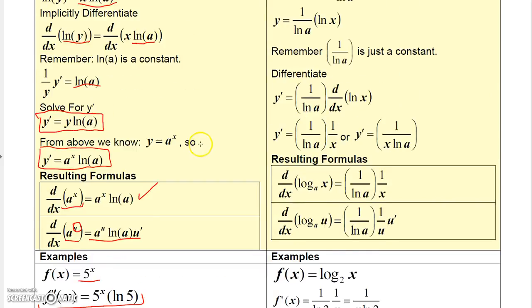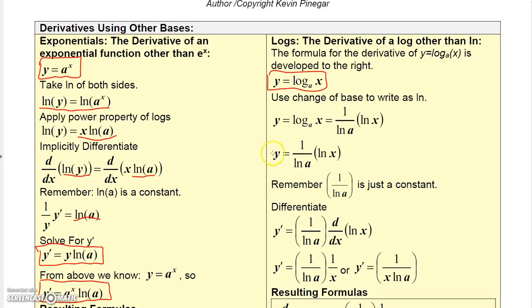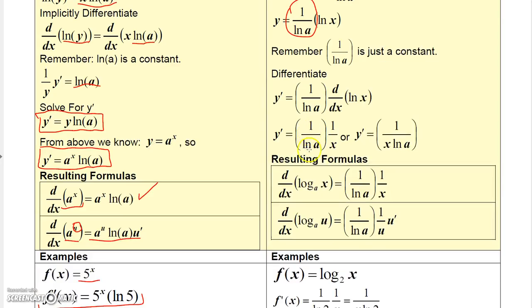Okay? All right. Now, for logs that are of a different base other than base e, you can use the change of base formula. This one's pretty easy. You just use the change of base formula, and you can rewrite this as natural log of x over natural log of a. And then if you take the derivative of this, this is just a constant, so the derivative is going to be the constant times the derivative of natural log of x, which is simply going to be 1 over x times natural log of a.